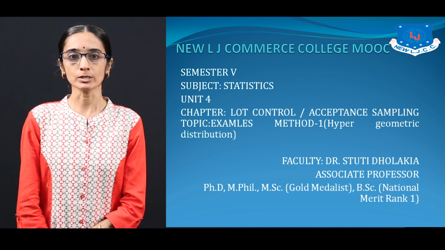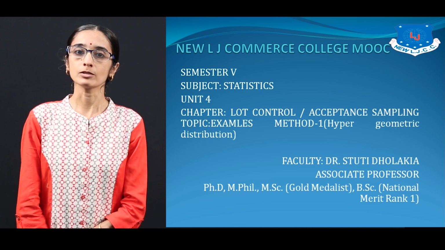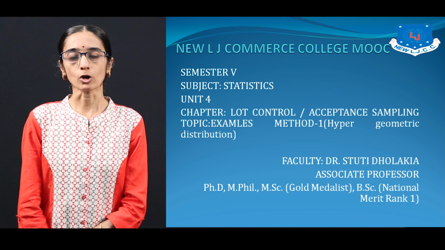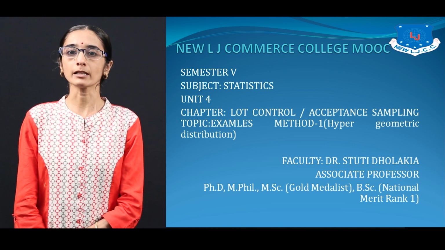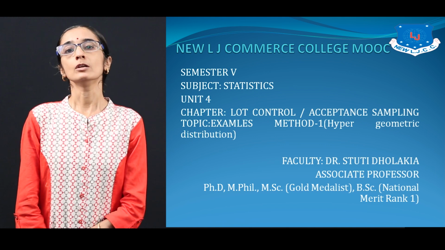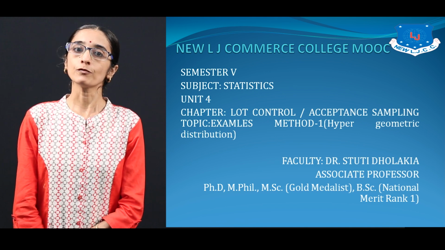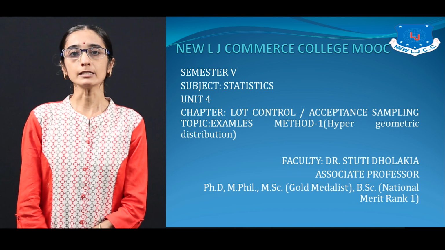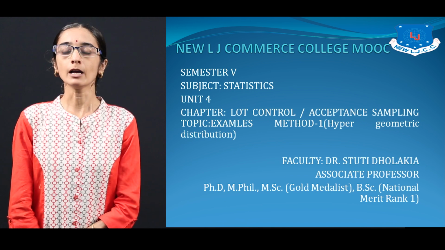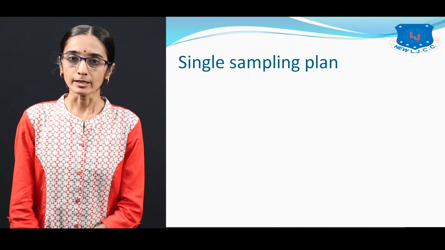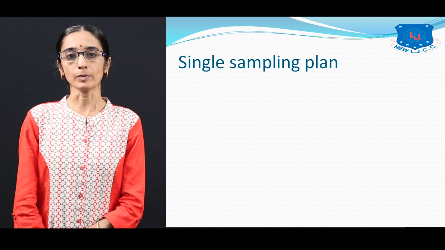Today we are going to see Semester 5's Statistics topic, Unit 4, that is Lot Control or Acceptance Sampling. Today we are going to learn the examples of the first method, that is examples based on hypergeometric distribution. First of all, let's see single sampling plan.